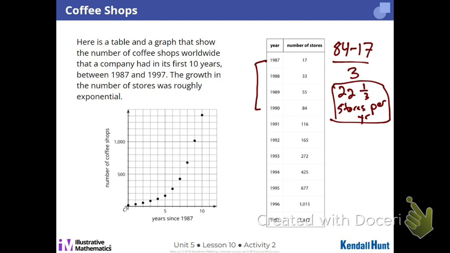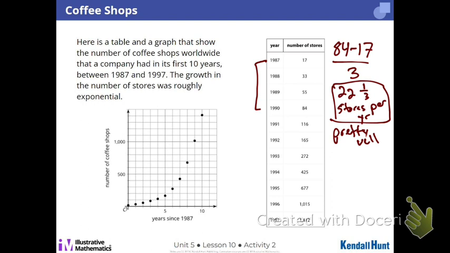I'm going to say pretty good, except when you get up to like 1996. Well, this was only asking for this interval, right? So for this interval, 22 and 1/3 works pretty well. Oh, I shouldn't write pretty good. Works pretty well.